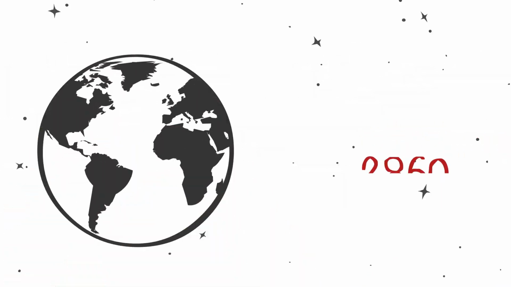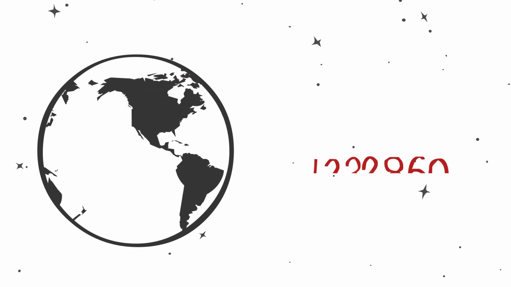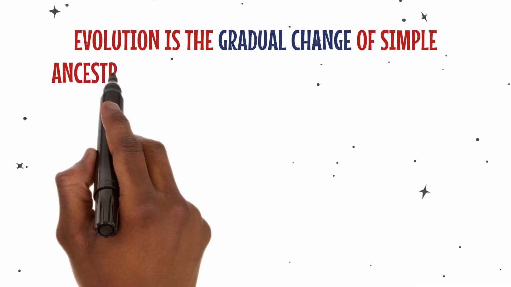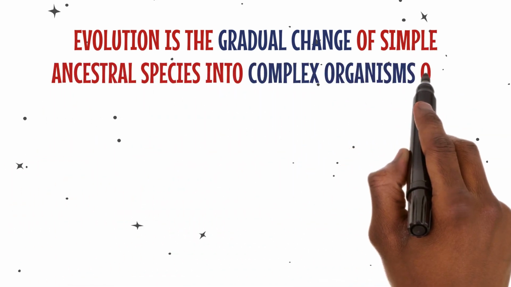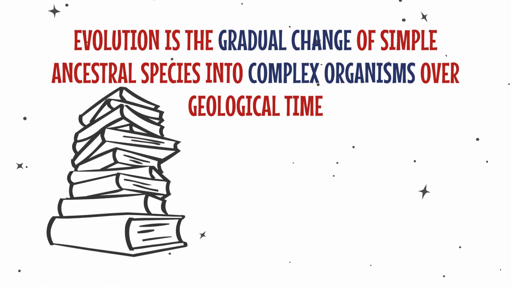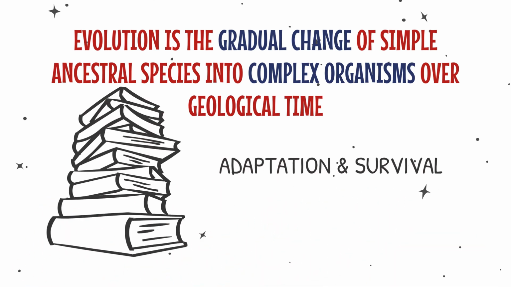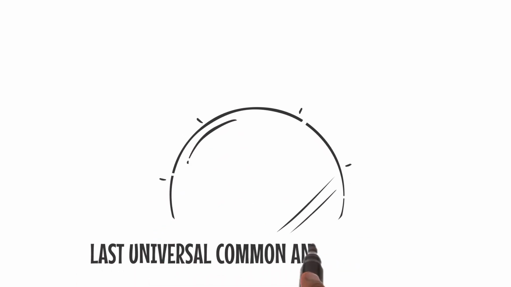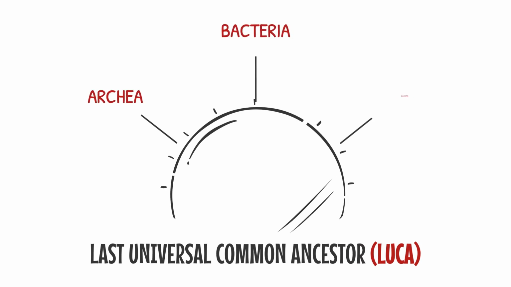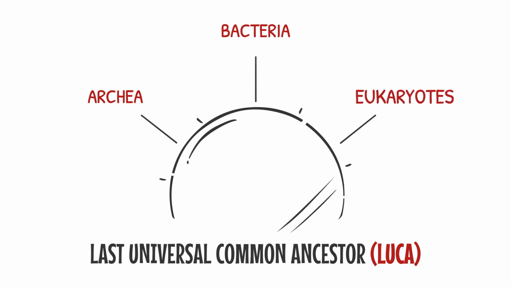Life, as we know it, has evolved over billions of years. Evolution is the gradual change of simple ancestral species into complex organisms over geological time. It's like a never-ending story of adaptation and survival. Imagine this: long, long ago, there was a common ancestor from which all modern organisms evolved. From tiny microorganisms to magnificent creatures, we are all connected.